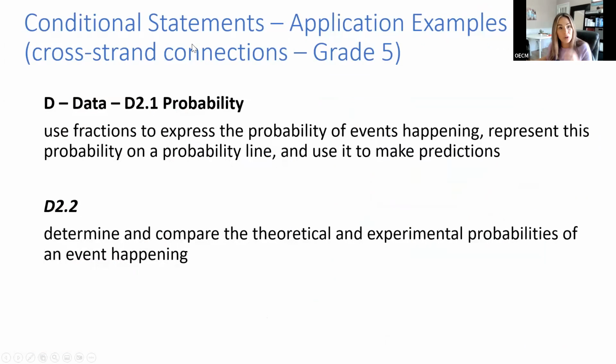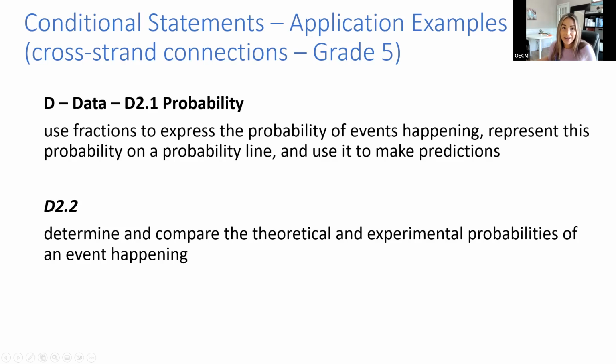So I'm just going to show a few more examples related to conditional statements in grade 5, but in a cross-strand way. So we'll look at probability right now. In grade 5, we're supposed to look at the probability of events happening. And then you can represent this probability through a number line or probability line rather. But the second expectation also is comparing the theoretical and experimental probabilities of an event happening.